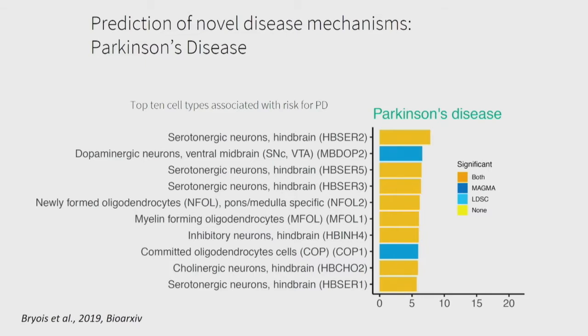And if you took all that GWAS summary stats and divided it per cell type, we found the things that we were expecting, which is serotonergic neurons, dopaminergic neurons, etc. But we found a very strong signal for oligodendrocytes. And this was a surprise to us.